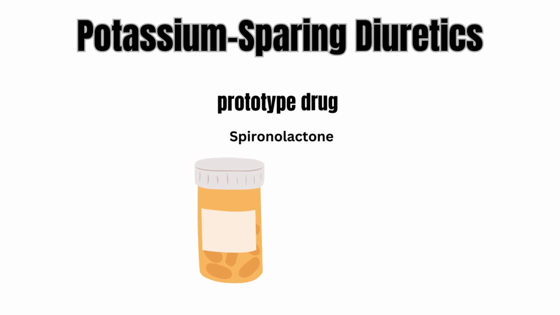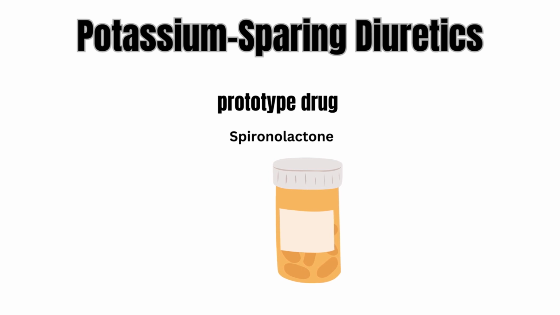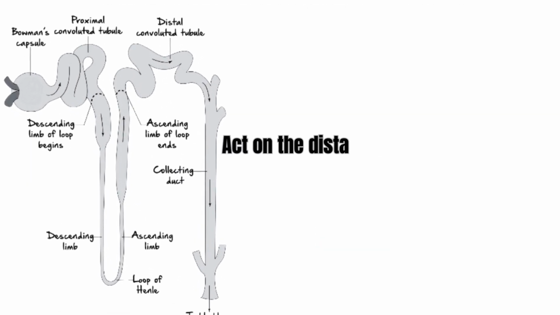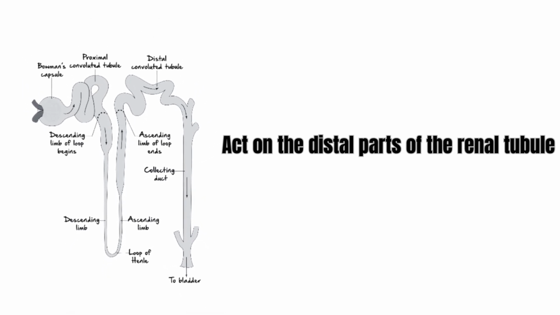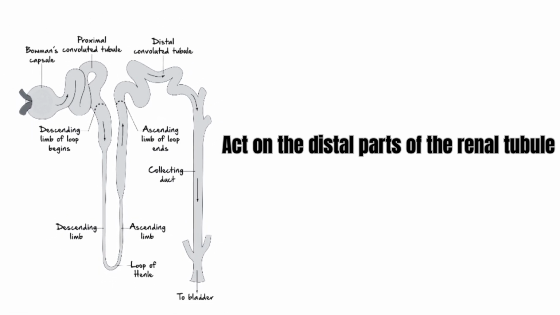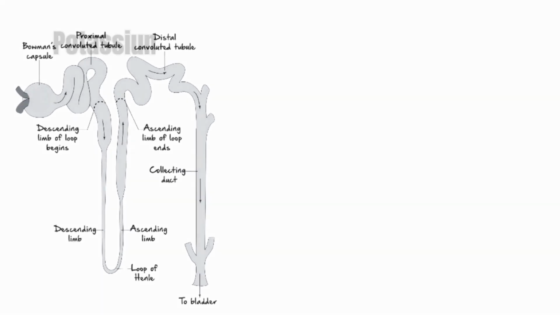Moving on to potassium-sparing diuretics. Spironolactone is a key drug in this category. These diuretics act on the distal parts of the renal tubule and help the body retain potassium while excreting sodium and water. They are less potent as diuretics, but are useful in balancing potassium levels.